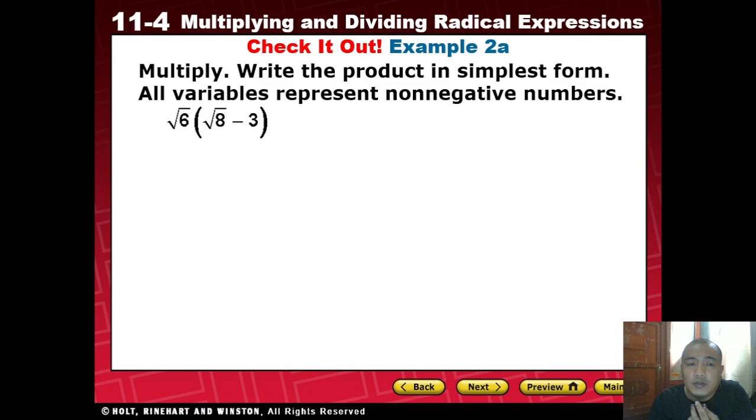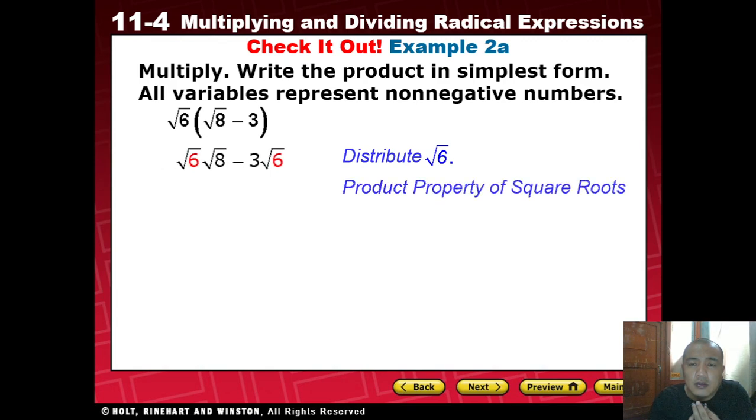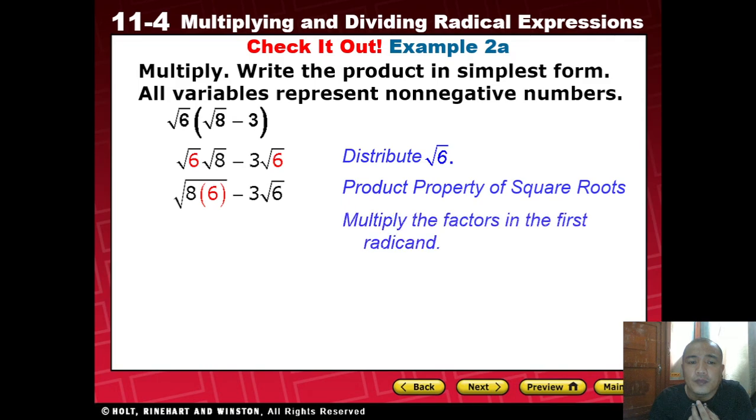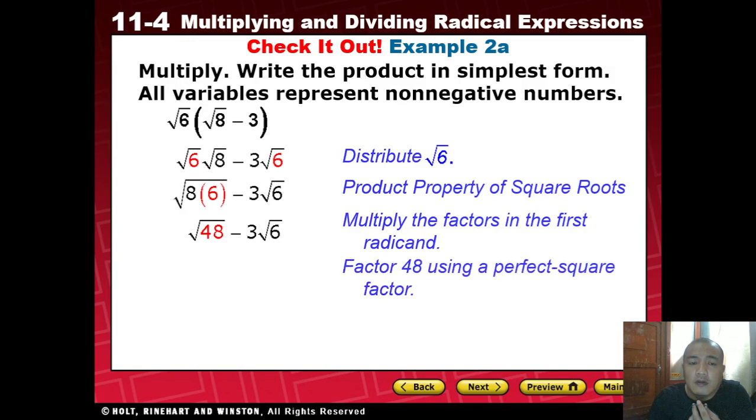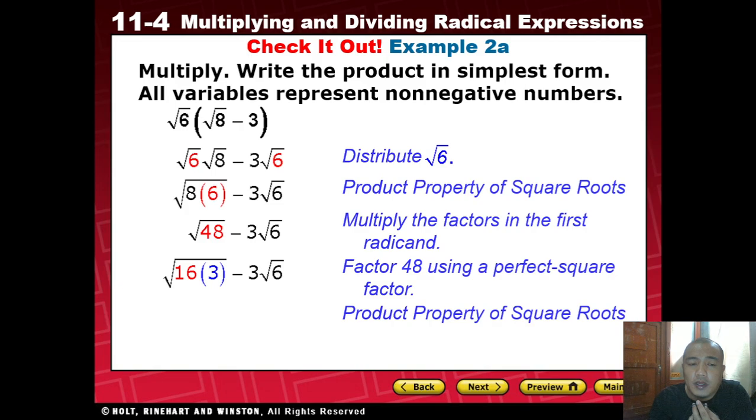Another, square root of 6 times the quantity square root of 8 minus 3. First, we distribute square root of 6. So we have square root of 6 times square root of 8 minus 3 square root of 6. By product property of square roots, square root of 8 times 6 minus 3 square root of 6. Multiply the factors in the first radicand, that's square root of 48 minus 3 square root of 6. Factor 48 using a perfect square factor, 16 times 3. Yeah, 16 times 3 is 48. And by product property of square roots, that means 4 square root of 3 minus 3 square root of 6 is the final answer. We cannot simplify this anymore because they are unlike radicals.